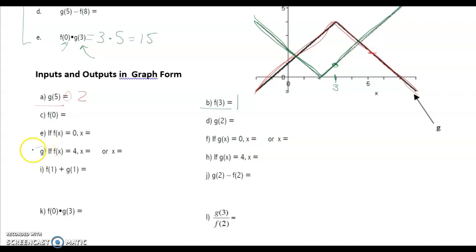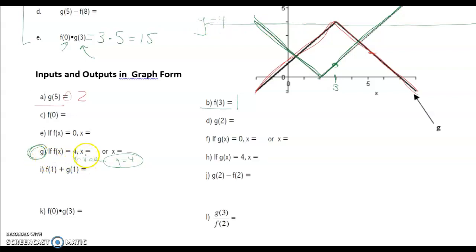For instance, let's look at this one down here. If the output of f of x is 4, oh, the output is a y value. So that's basically saying, when is y equal to 4? Oh, that's our horizontal line from section 1.1. So let's look at that. Here's a horizontal line that's y equals 4.